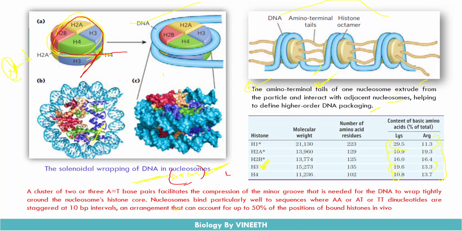The presence of GC pairs does the opposite thing. They keep the DNA strand in a linear form. So the one thing that facilitates the formation of the nucleosome model is the presence of these AA/TT clusters, two or three of them for every 10 base pair interval. You have to remember this point. This is very, very important.